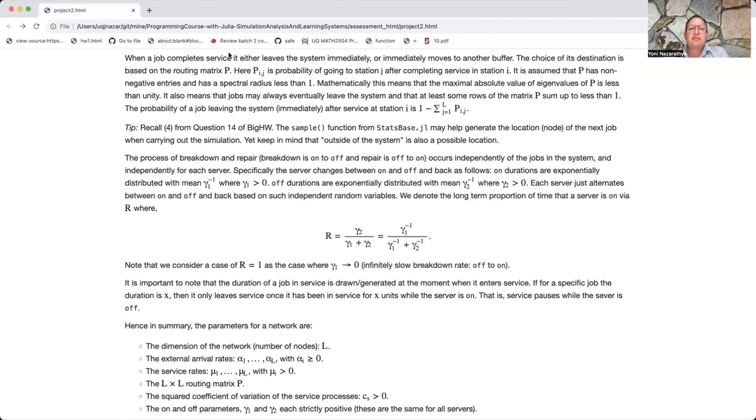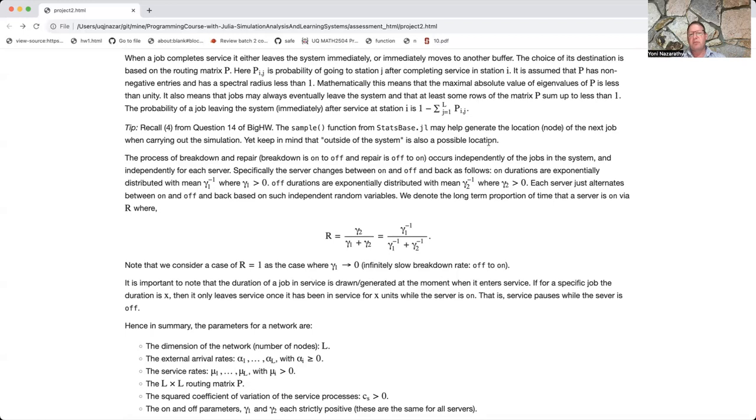Now, when a job completes service at some node, at some station, at some server, it either leaves the system immediately or it immediately moves to another buffer. Immediately means that we don't account for the time of moving from server to server. The choice of destination is according to some routing matrix P. So what does P have? The ith row in the jth column is the probability of leaving from station i and going to station j.